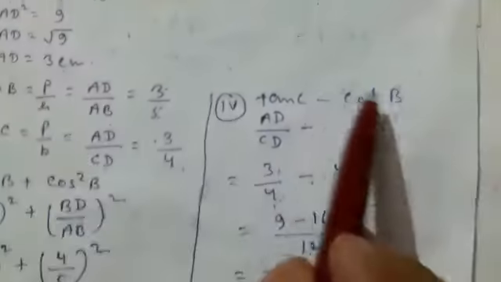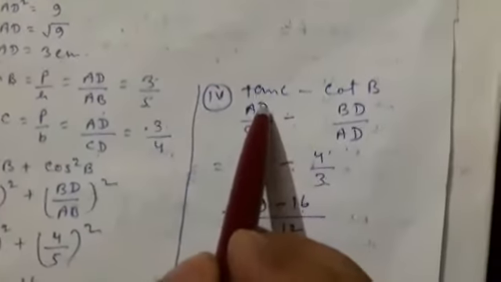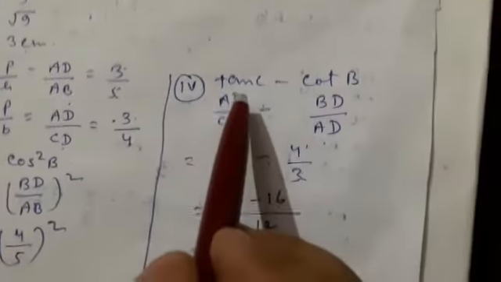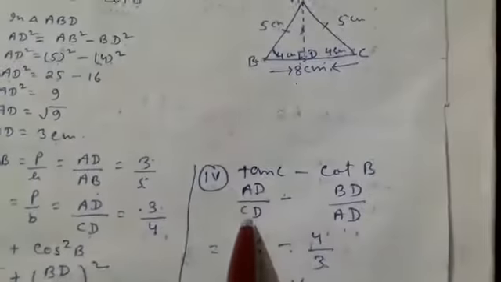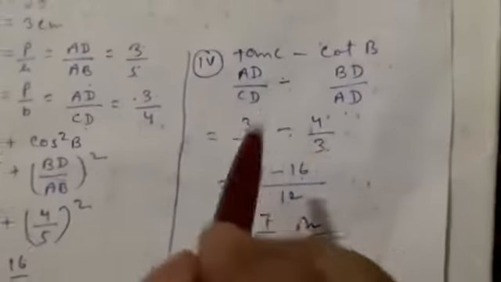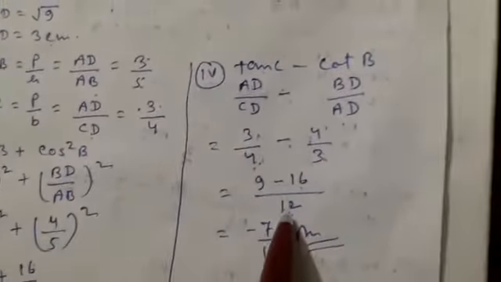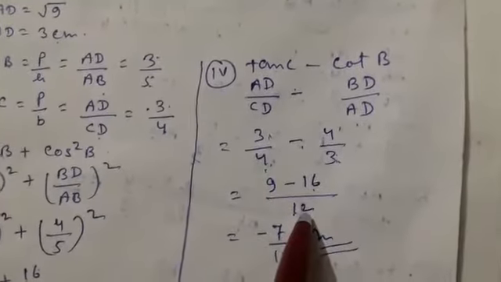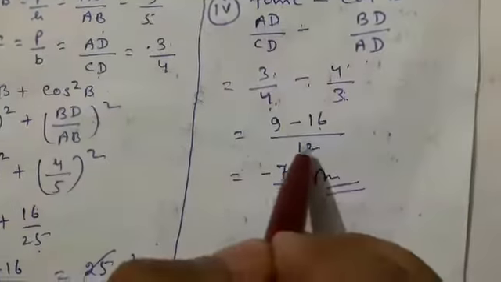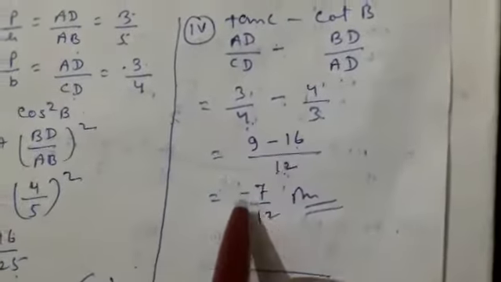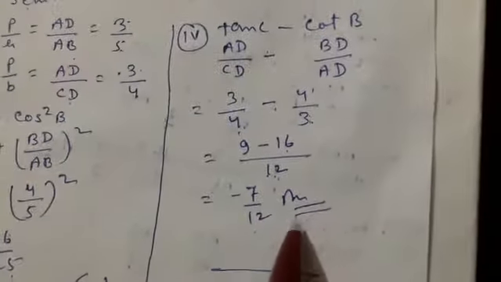Now fourth part, tan C minus cot B. Tan C means, tan means P by B, means AD by CD, minus cot means B by P, means BD by AD. So 3 by 4 minus 4 by 3. Take the LCM of 4 and 3. It will be 12. 4 3s are 12. 3 3s are 9. 3 4s are 12. 4 4s are 16. 9 minus 16 is equal to minus 7 by 12. This will be our answer.